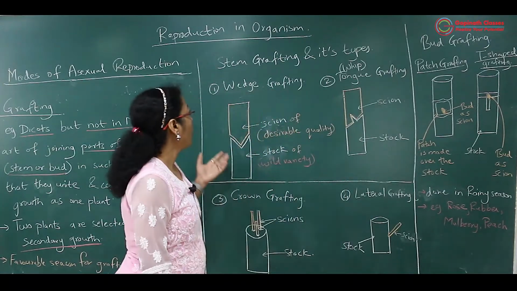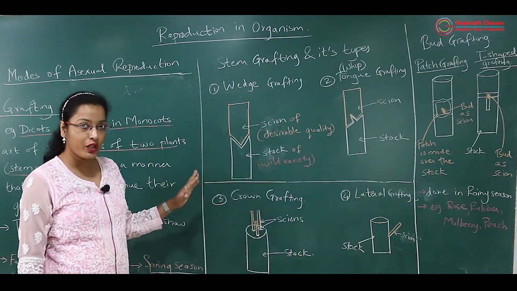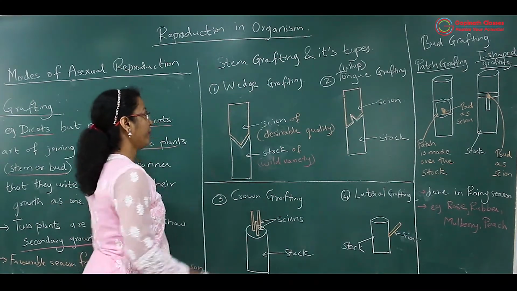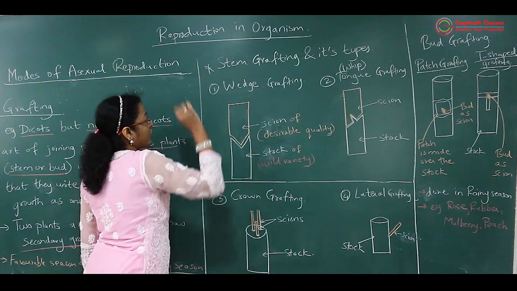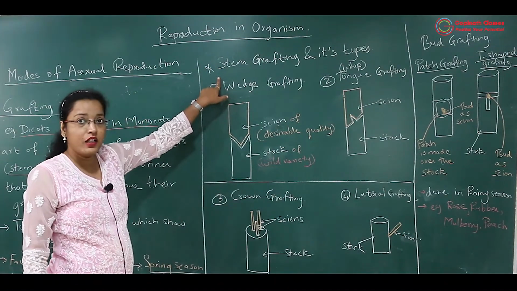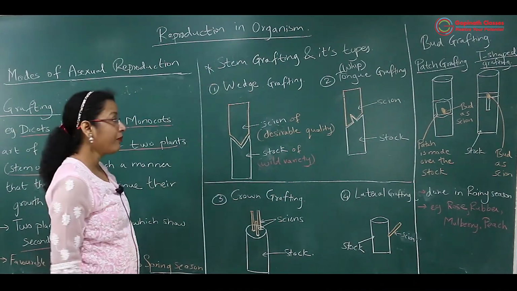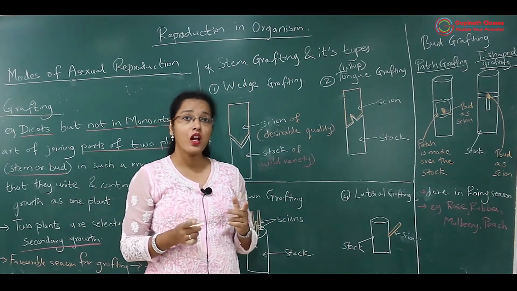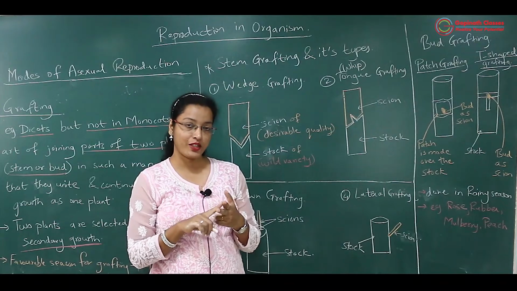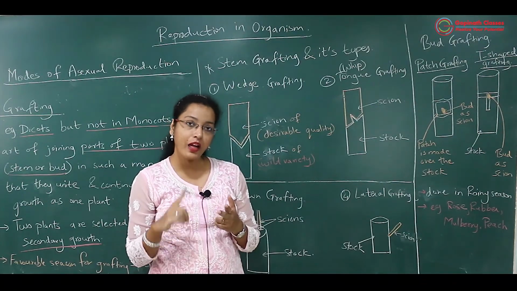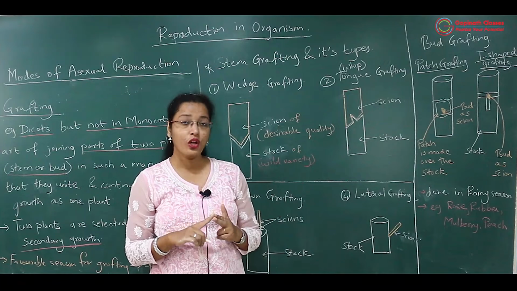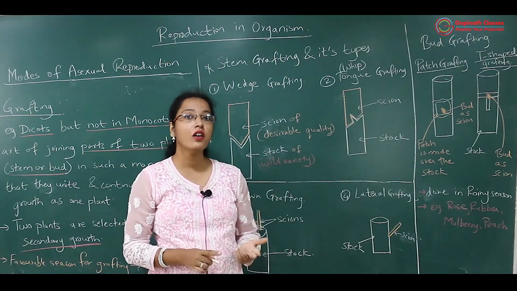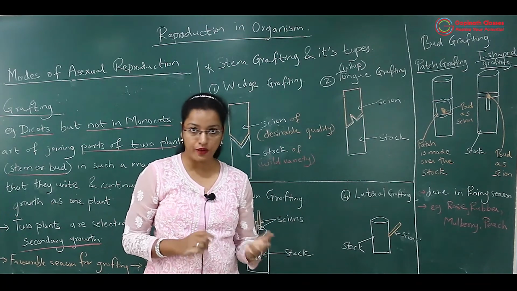Okay. So we have already talked about the two forms of grafting, that is stem grafting and bud grafting. So let's firstly talk in detail about stem grafting. Stem grafting is the type of grafting wherein two different stems of two different plants are used for expression of the desired quality in the formed plant after grafting.